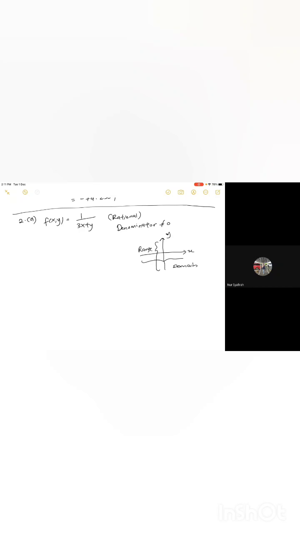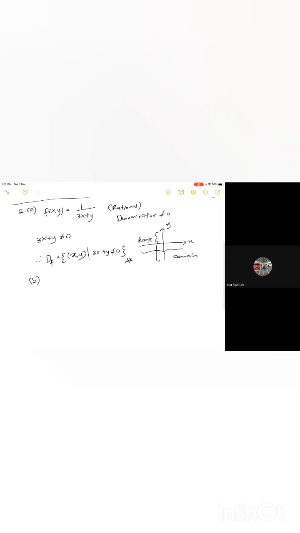Okay, so in here 3x plus y cannot be equal to 0, because if it equals 0, then your function f(x,y) is undefined. Okay, so this is what we call domain. So if you write in terms of domain, now there are two variables, x and y, not x only or y only, but x and y. So the domain is (x,y) in which 3x plus y cannot be equal to 0. That's it. You may write it like this. Okay. Let's look into B.